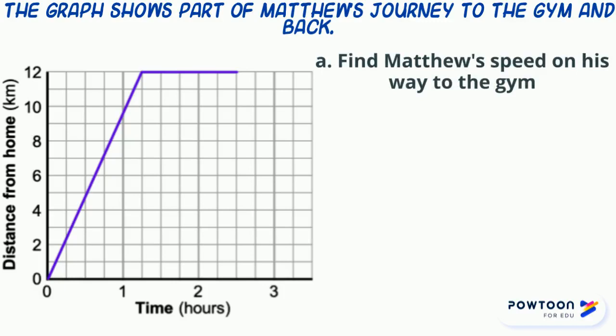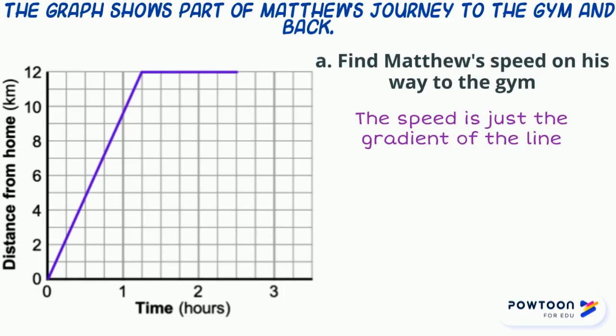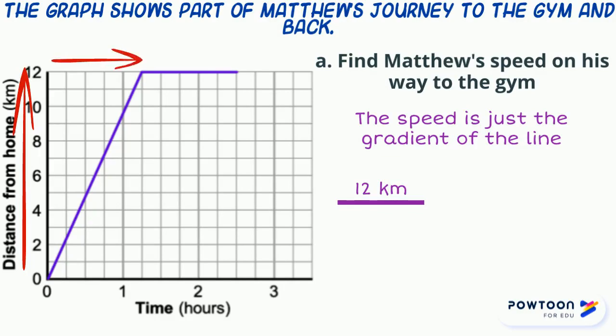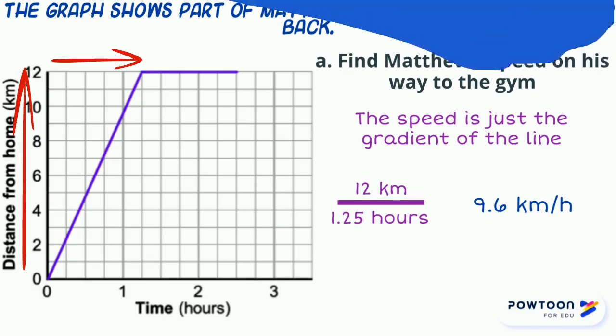So remember, speed is just the gradient of our line, so we have to figure out how much it changes in distance over how much it changes in time. You can see that the distance is just 12 kilometers. It goes from 0 to 12. The time, though, is going from 0 to 1 square past the 1, so you do have to make sure that you're reading the scale correctly. In this case, it's 1.25 hours. And then just simplify and you get 9.6 kilometers per hour.